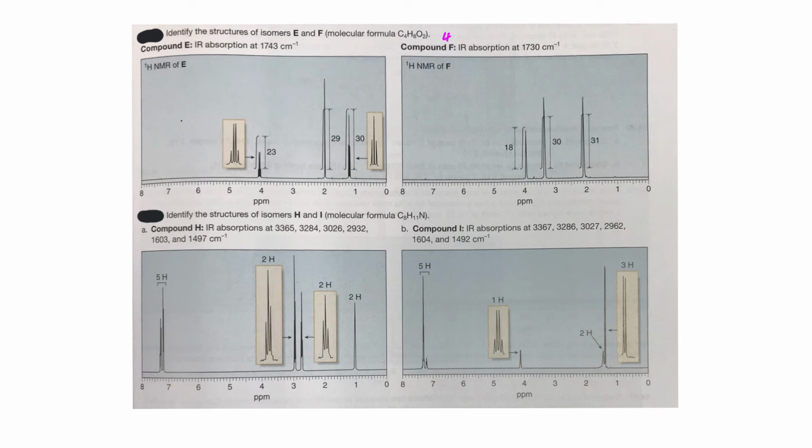So let's look at the HDI of these compounds. 4 times 2 plus 2 minus 8, all divided by 2. That looks like it gets us to 2 over 2 equals 1. So we have 1 HDI. And that is confirmed by the IR as well, because both of these compounds appear to have a carbonyl in their IR spectrum, 1743 and 1730. So let's focus our efforts on compound E.